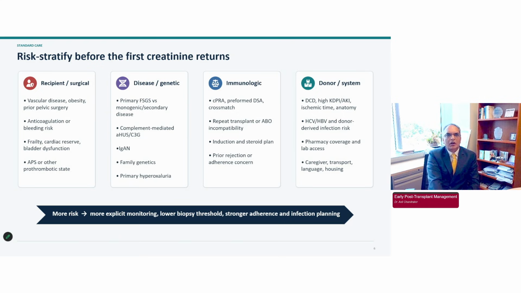So in terms of risk stratification, you need to really think about this even before you get the first creatinine back. There are recipient or surgical issues that need to be thought about. What is the risk of vascular disease? Is the patient a vascular patient? Was there prior pelvic surgery that may complicate recovery of the allograft? Is the patient obese? Is that going to be a difficult patient to biopsy, for example? Anticoagulation, if that has been stopped prior to surgery, what is the plan for restarting that?